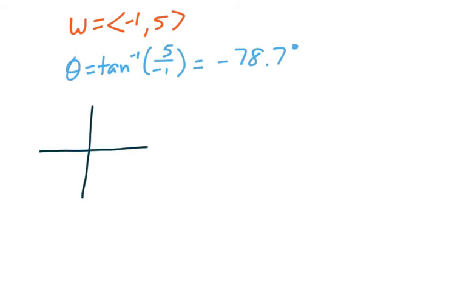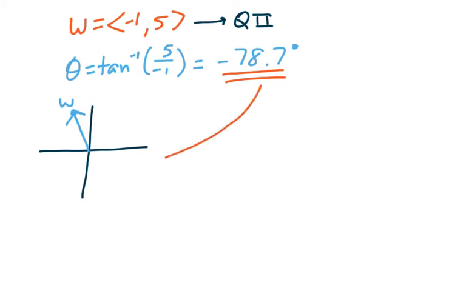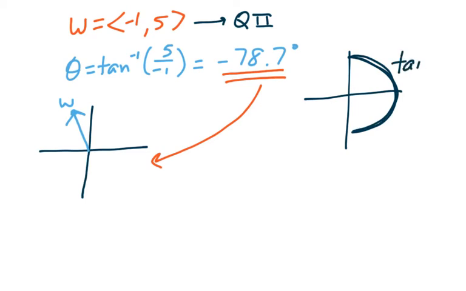Let me see. Remember how we said that (-1, 5) was in quadrant 2? If I was to graph that, (-1, 5) would be about here. Do you agree? So there's my vector W. But wait a minute. The angle that the calculator gave me was -78.7. That's in quadrant 4. That kind of makes sense because when we do tan inverse, remember we said that tan inverse only lives in quadrants 1 and 4? So we're only going to get answers from tan inverse between quadrant 1 and quadrant 4. So that's why it gave us one in quadrant 4. That makes sense. But that's not what we want. Our vector is really over here in quadrant 2.